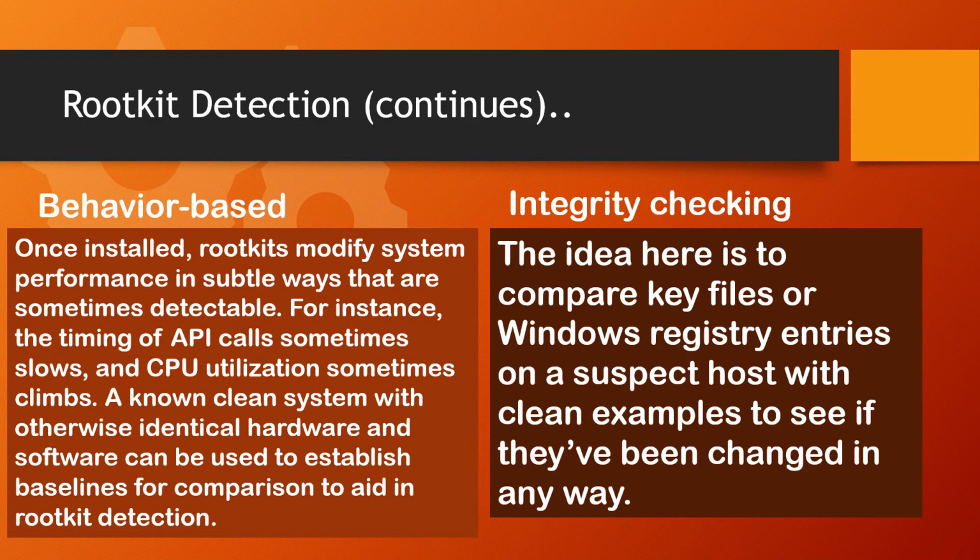Behavioral based. Once installed, a rootkit modifies system performance in subtle ways that are sometimes detectable. For instance, the timing of API calls is sometimes slower, and CPU utilization sometimes climbs. A known clean system with otherwise identical hardware and software can be used to establish a baseline for comparison and aid in rootkit detection.